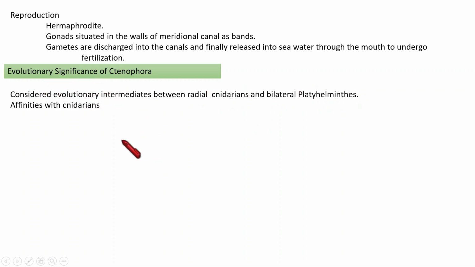So let's see what are its affinities with the Cnidarians. Like Cnidarians, its body is also gelatinous, and most of the members have a medusa-like appearance. We know that medusae have this umbrella-like appearance. So in Ctenophora also, most of the organisms have a medusoid type body, and Cnidarians possess a special structure to capture prey, that is nematocysts in the tentacles.